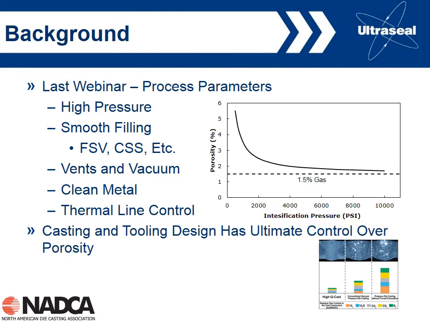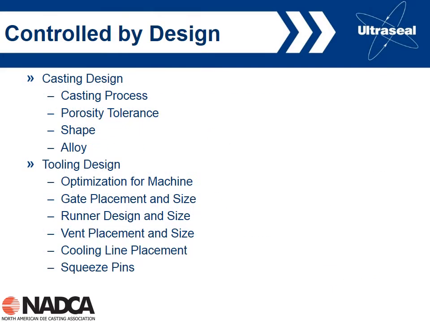Certainly you can take a good die and make bad castings, but it's much more difficult to take a bad die and make good castings. So you really want to make sure up front that you get the casting design correct and get the tooling design correct. You want to get those correct up front before you start cutting steel to make the die. So let's start talking a little bit about casting design and tool design.